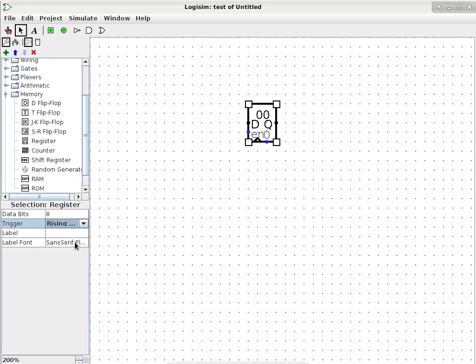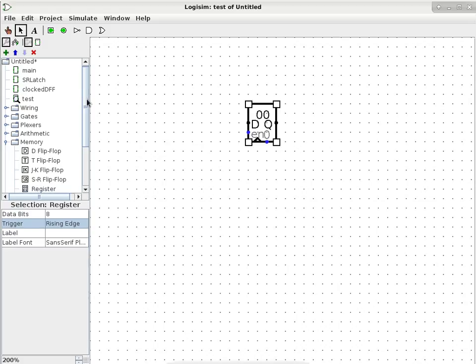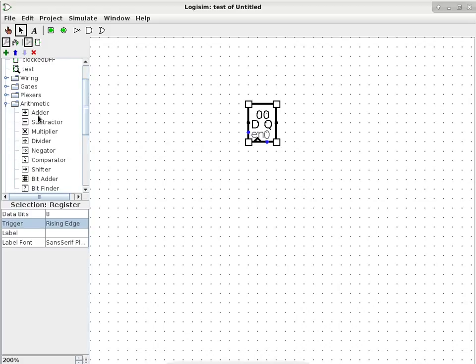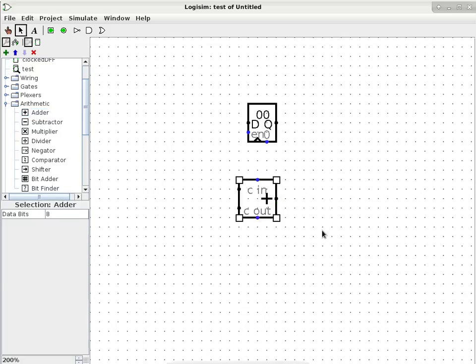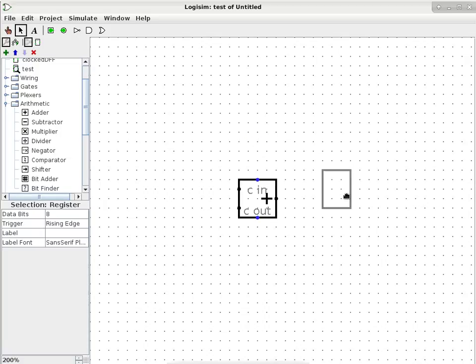We'll keep it as an 8-bit device. So this is the register, and then we'll pick out an adder. An adder goes to arithmetic. So here's our adder. When you look at the adder, the only thing you can change is the data bits. 8-bit is what we want because we want these two to have the same. You can probably imagine what needs to happen here. The output of the adder has to go to the input of the register. The output of the register is going to go back to the input of the adder.